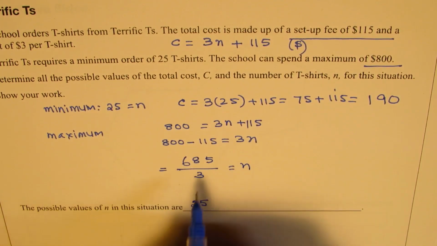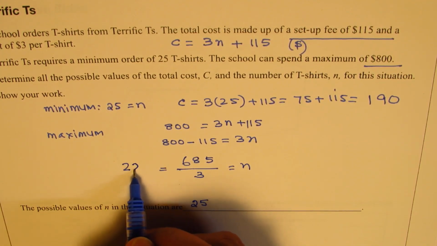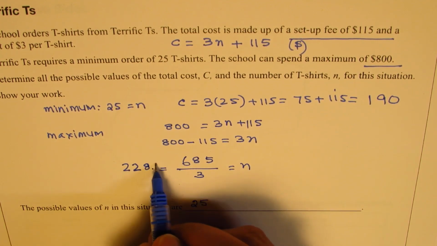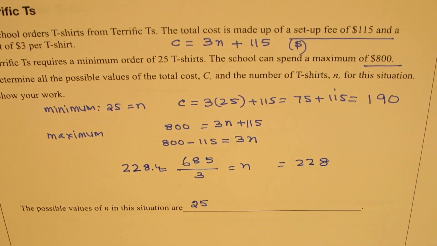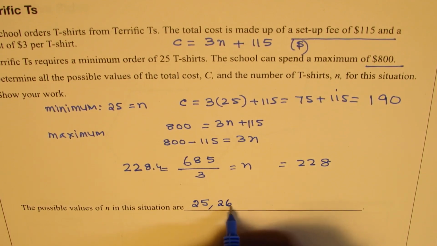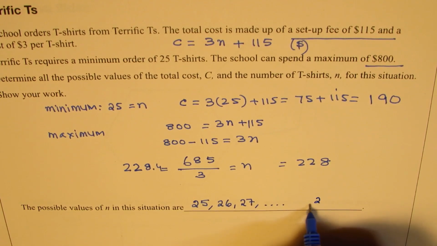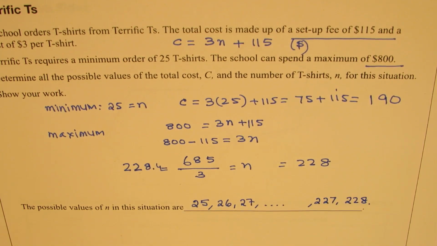So when you divide, we get 3 times 2 as 6, 3 times 2 as 6. This is 25, so 8 point something. So that means we have 228 as the maximum value, right? So the number of t-shirts could be 25, 26, 27, and so on till 227 and 228, right? So those are the possible options, correct?